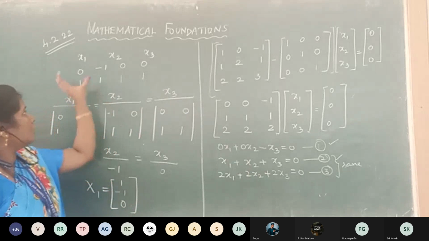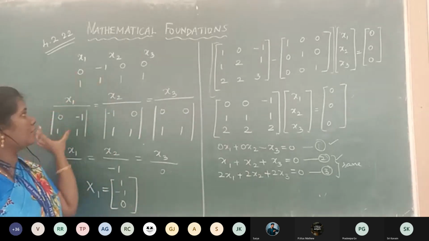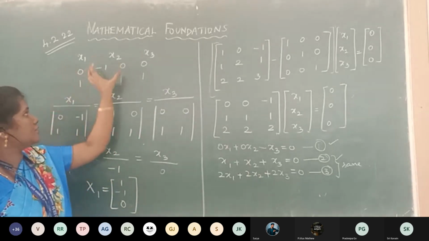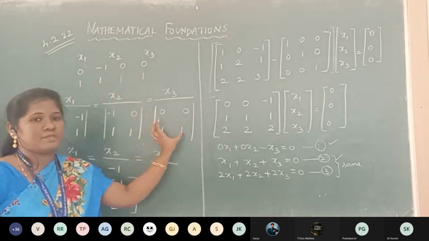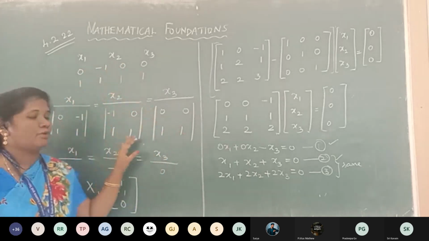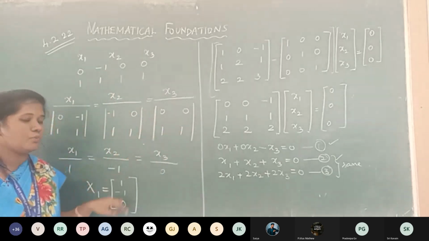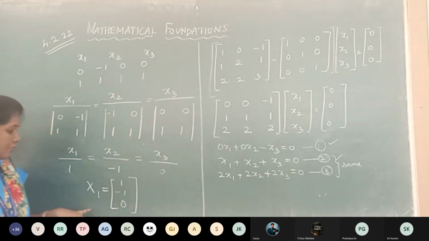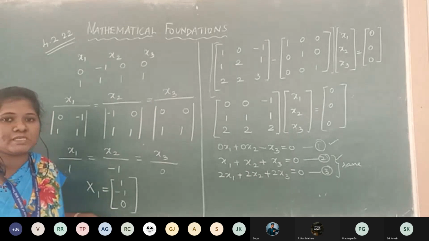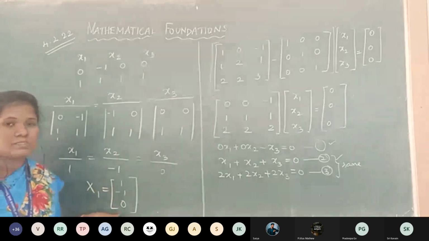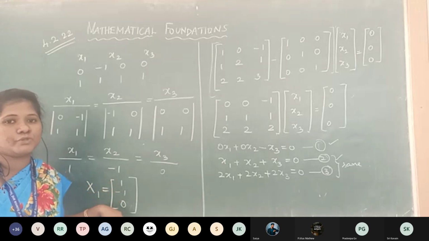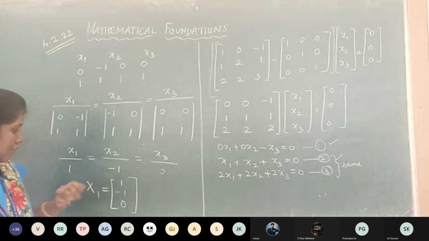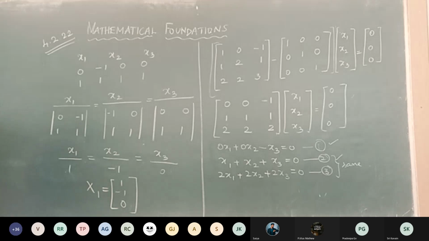Then you have to combine. This will be the coefficient of x1, this is the coefficient of x2, and this will be the coefficient of your x3. After that, you will find the determinant. That determinant value will become your eigenvector. So the first eigenvector when lambda is equal to 1 is 1, minus 1, 0. If you are getting minus 1, 1, 0 also, it is okay. Write it down. If you have doubts, ask.